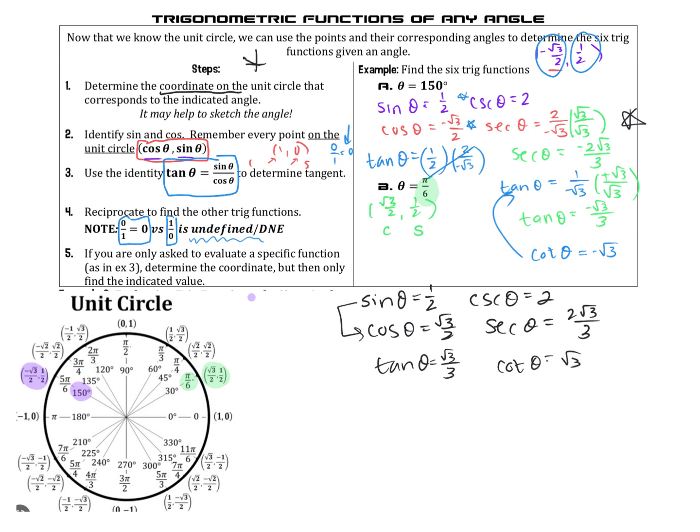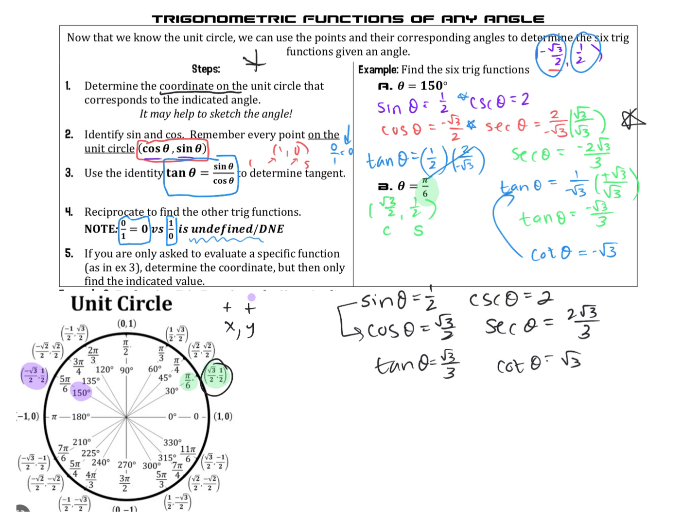So something else I want you to notice, this coordinate is in the first quadrant, which means that all of the values should be positive. All 6 trig functions should be positive because everything in that quadrant is positive. Our x is positive and our y is positive, so every trig function will be positive.